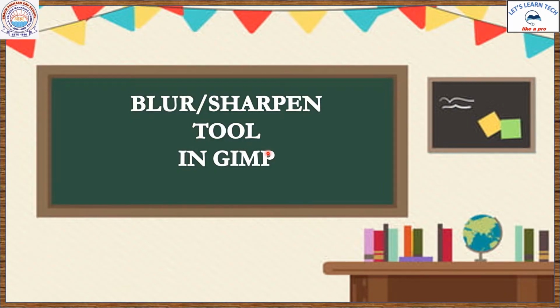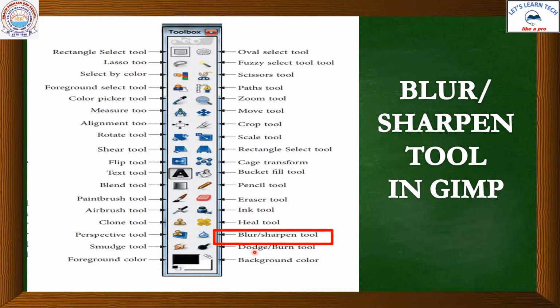Let us study about the blur and sharpen tool in GIMP. Here is where you find the blur and the sharpen tool. It's just like a water drop.